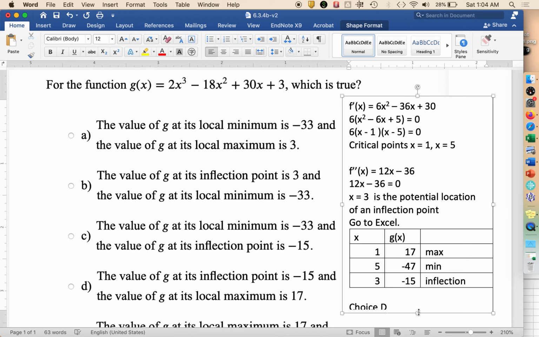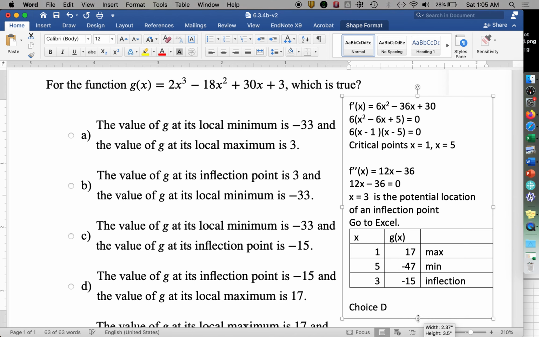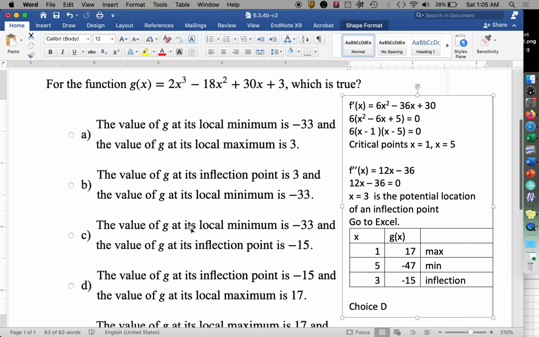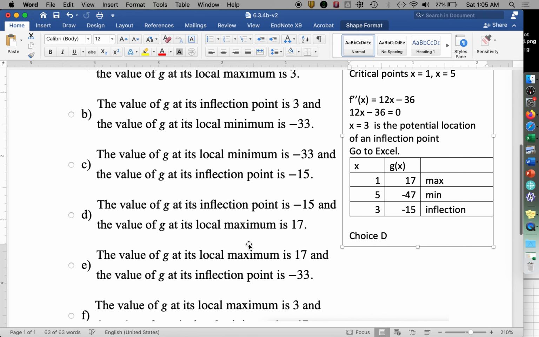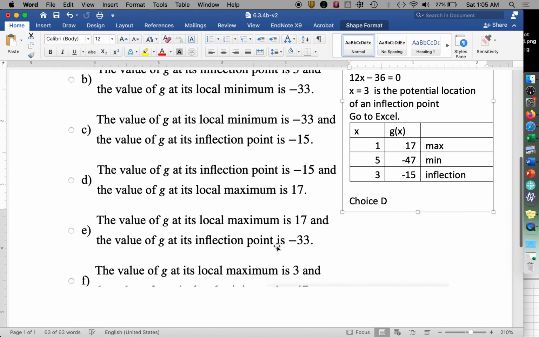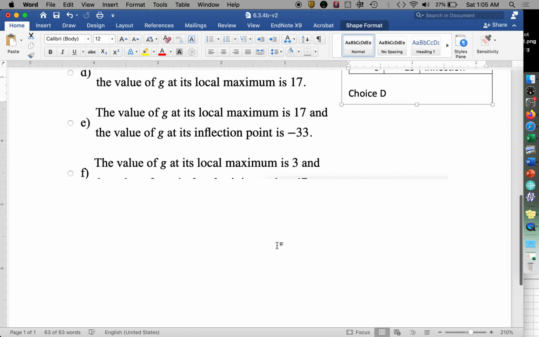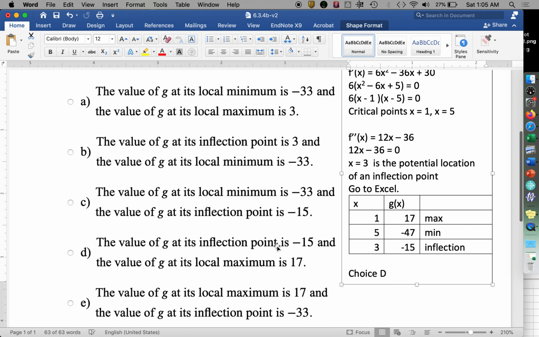And I'm just going to pull this down so that you can see the other choices. Like you can tell that A is wrong because it's got the wrong value for the minimum. You can tell that B is wrong because it's got the wrong value for the inflection point. You can tell that C is wrong because, again, it's got the wrong value for the minimum. E has the wrong value for the inflection point. And I think I must have cut off the rest of them. But hopefully you get the way that this is working.